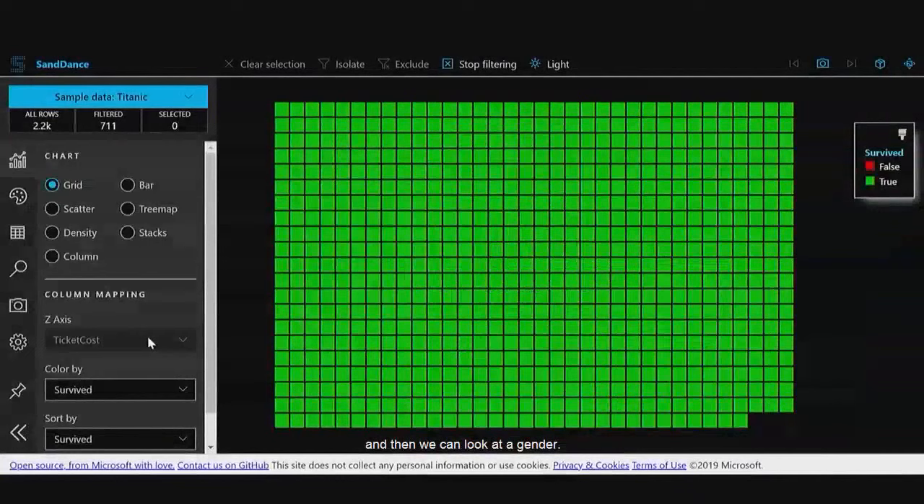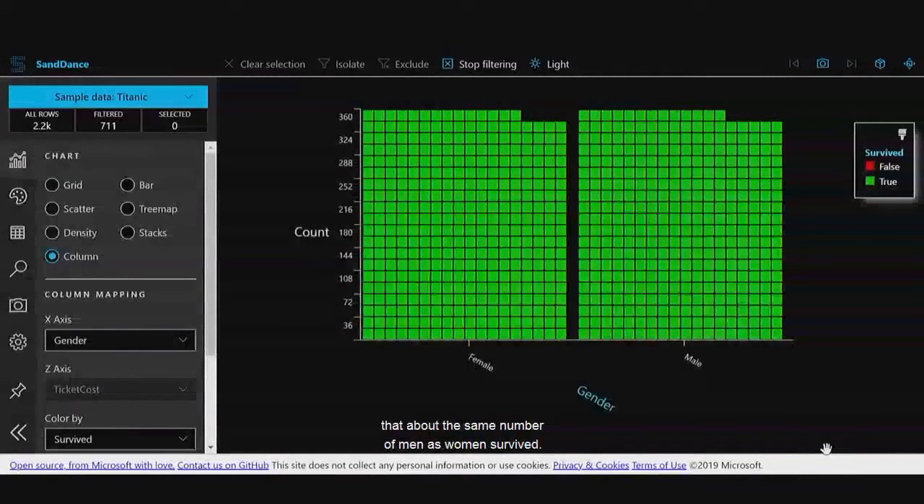So I'm going to switch to a column chart, and we can see that about the same number of men as women survived. And when I saw this, I was like, that's terrible. They didn't pay attention. It's like only two more women than men survived. What's happening there? Well, again, it's not just a single representation. It's looking at this in context.